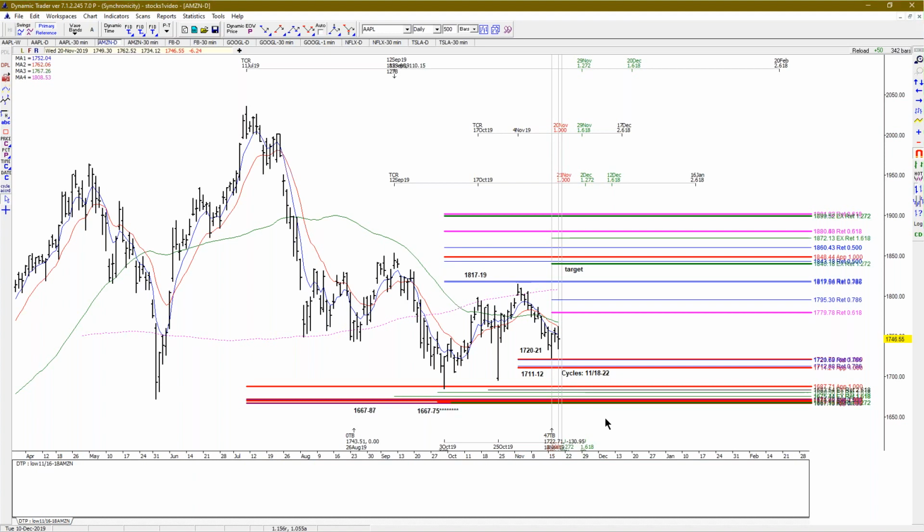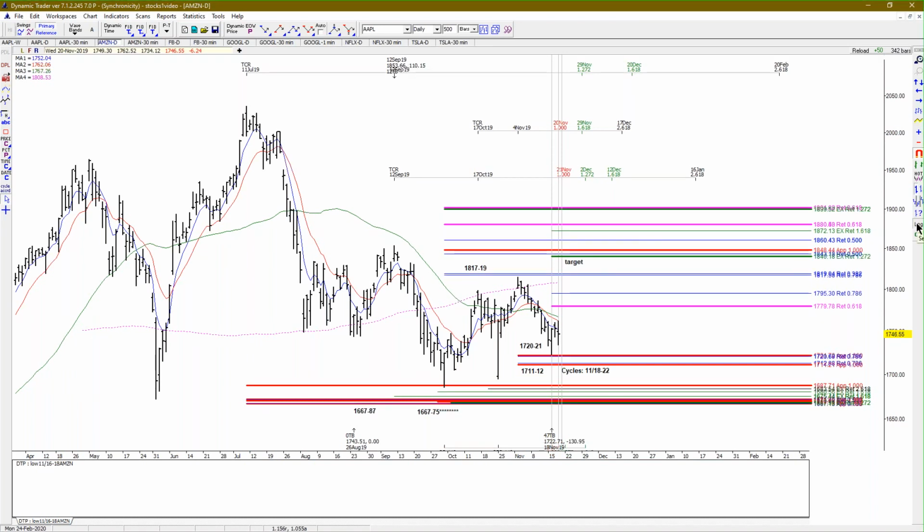In terms of your charting, linear or log, what scale do you like to use? I've never used the log. I mean, it's available on this program, but I never use it.